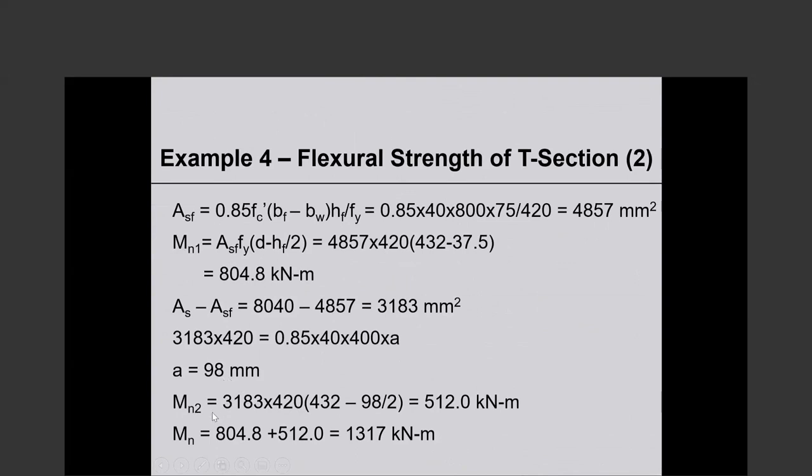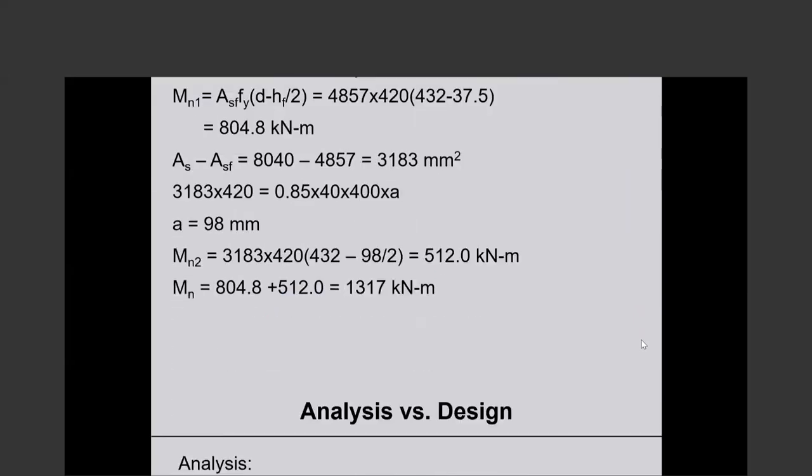98 millimeters. So now we can calculate the nominal moment strength contributed by that part of the section. The 3183, the total reinforcement in that part of the beam, 420 MPa is the yield strength, 432 is D minus A of 98 millimeters by 2. That comes to 512 kilonewton meters. So the two parts together, 804 and 512, is 1317 kilonewton meters.